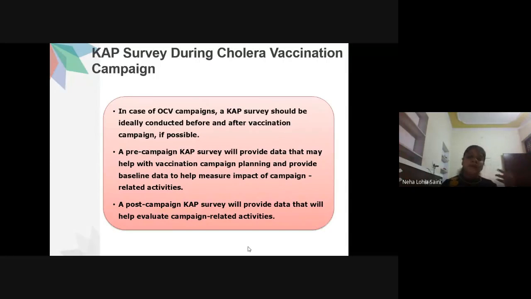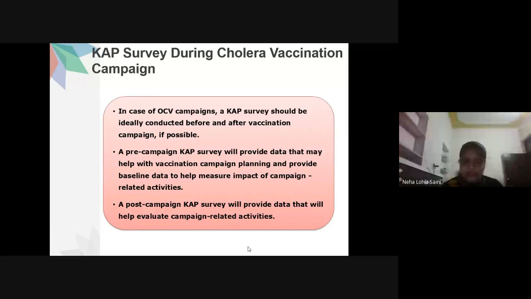Okay, so why a pre-campaign KAP survey? This will provide data that may help with vaccination campaign planning, that is, how you are going to plan your campaign, and provide baseline data to help measure the impact of the campaign-related activities. Okay, so that is what your pre-campaign survey will give you. Then a post-campaign KAP survey will provide data that will help to evaluate the campaign-related activities that you planned after the baseline survey and what you did during your intervention. The result of that will be evaluated in the post-campaign KAP survey.